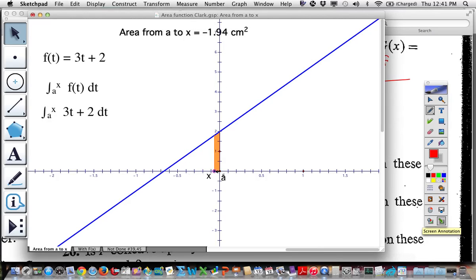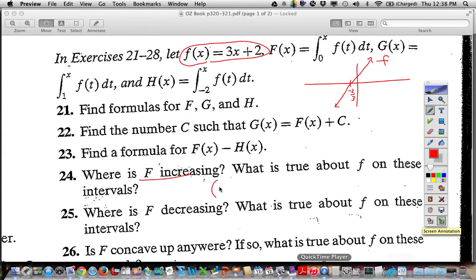And now once I get past here, I quit losing negative and I start gaining positive, but that's still a gain in area, right? So people get hung up with the 0, where the 0 is, or where the left edge is, as if that would change the chart stuff. It doesn't. The answer to this, where is big F increasing, is from negative 2/3 to infinity. It's when f is positive, which is the same thing we learned a long time ago. Big F is increasing when little f is positive, which is from here.